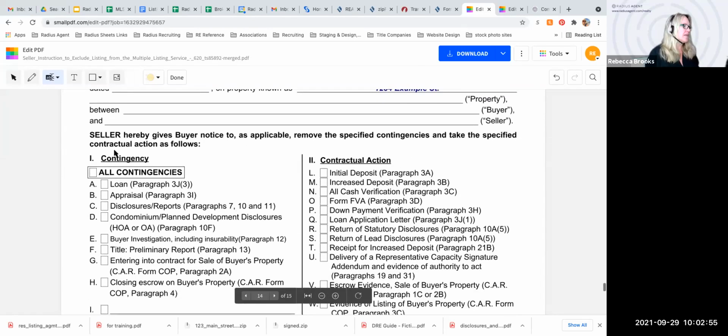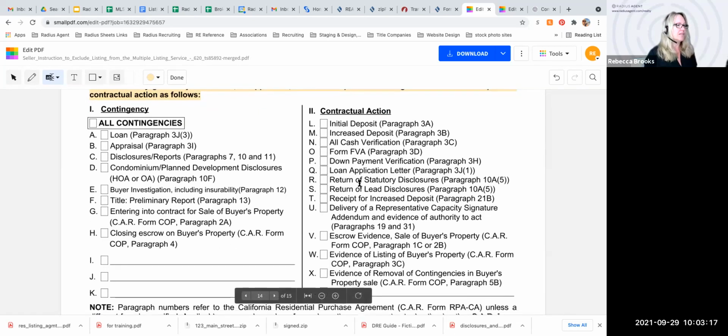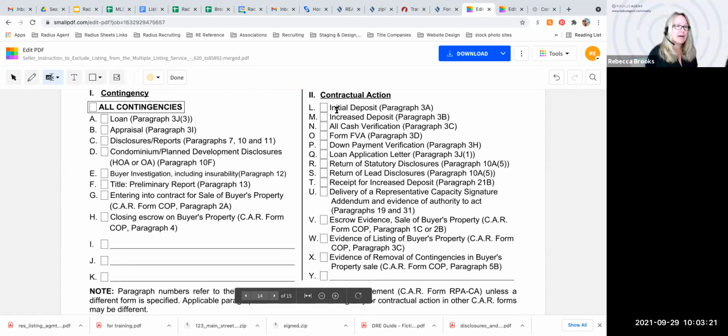This is where the seller hereby gives buyer the notice to, as applicable, remove the specified contingencies and take the specified contractual action as follows. So this is that form that says, hey, you need to take action. You haven't performed according to the contract. And what haven't you performed? Well, perhaps you haven't removed your loan contingency, or you haven't completed one of these other contractual actions, like putting in your initial deposit.